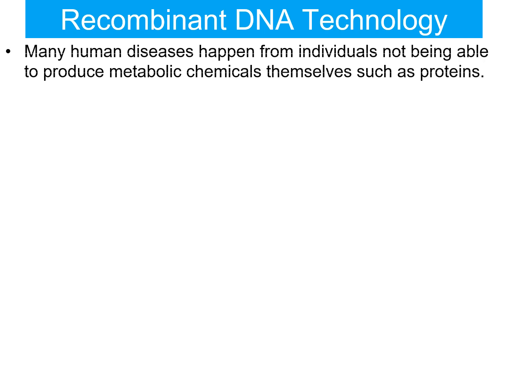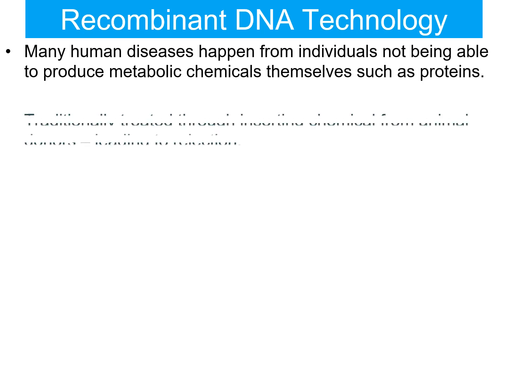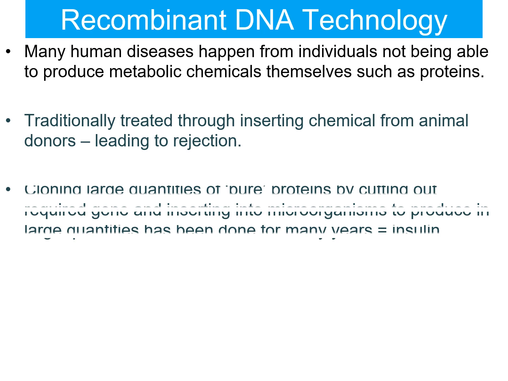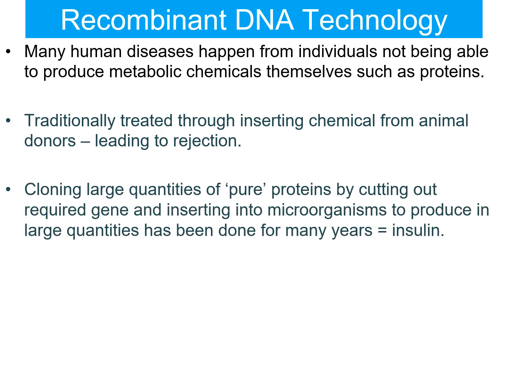But the idea is that many human diseases happen where individuals are not able to produce the correct proteins, for example. So traditionally we often inject these chemicals. If we can make pure copies of these proteins by taking a required gene out and inserting it into a microorganism, this means we can have a better medical supply. So for example, this has been done for many years with insulin.